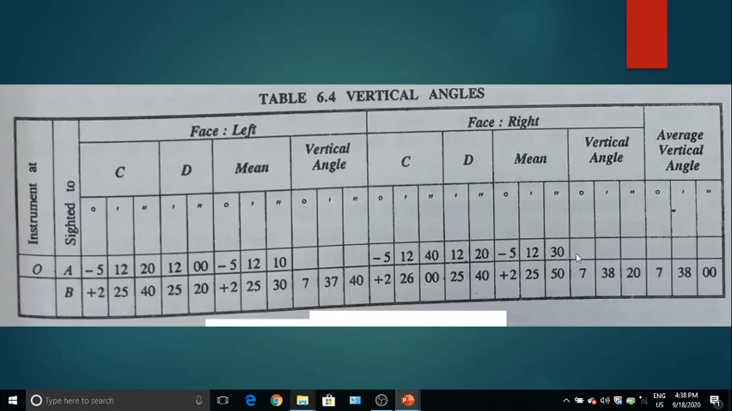Then the total vertical angle must be just the addition of these two, as one of the angles is the angle of depression and the other is the angle of elevation. Just add these two, so that the total angle will be 7 degrees 38 minutes and 20 seconds. Then finally, the face left vertical angle and face right vertical angle are to be averaged, and then you will get the final vertical angle for this one set. Like this you have to take the readings. You have to use your telescope for taking vertical readings with the help of a theodolite.